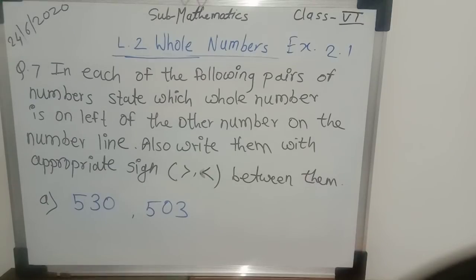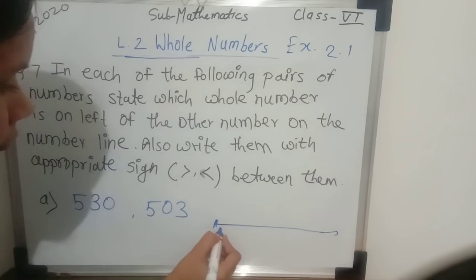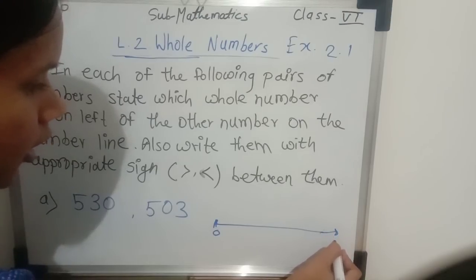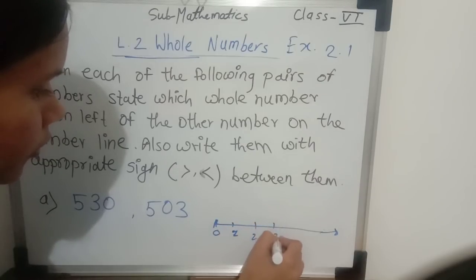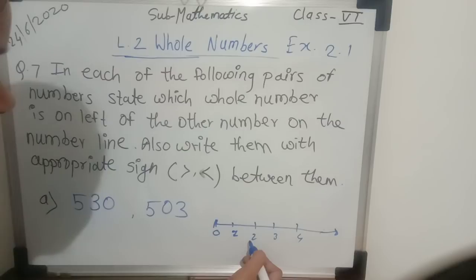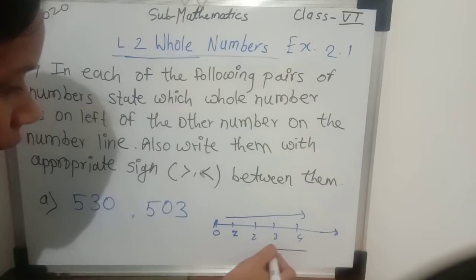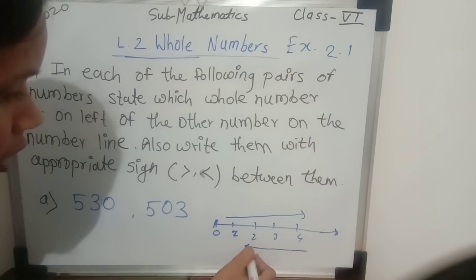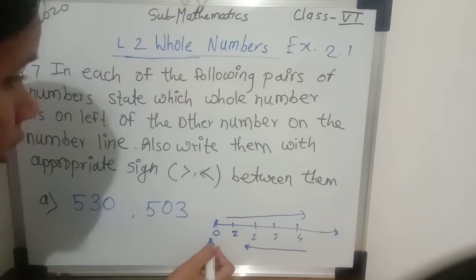So students, in this question we have to compare the numbers, okay? As I told you before, suppose this is our number line. I told you that the whole numbers are always on the right side. So 1, 2, 3, 4. Now when we are adding numbers, we move from 0 to the right side, and when we are subtracting any number from any number, we are moving from right to the left side. So here when you are comparing numbers, you have to always see the left number of the given number.